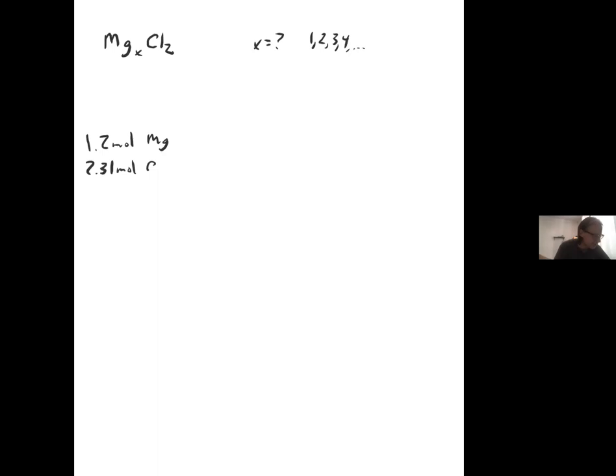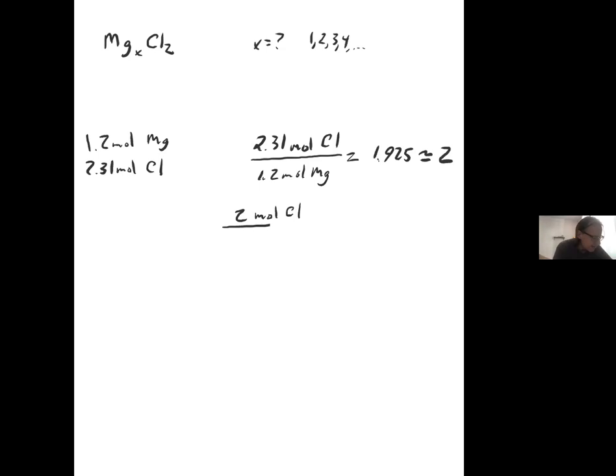Okay. So again, what I would do is take the larger one. So 2.31 moles of chlorine and divide that by the smaller. And I would label which element it is so that you know which one you're talking about. Now that is going to be a little bit less than 2, but we can go ahead and round it to 2. It's 1.925. That's pretty close to 2. And so what that means is you've got 2 moles of chlorine for every 1 mole of magnesium, right? 2 to 1 is the same ratio as 2.31 to 1.2, okay?